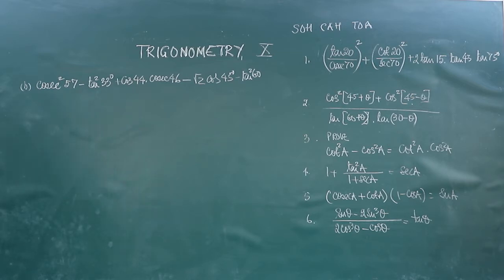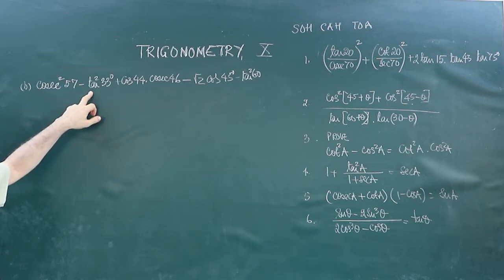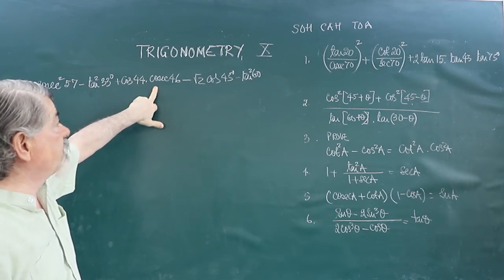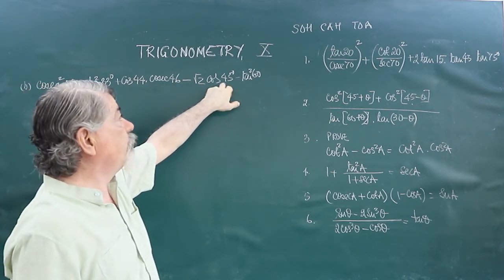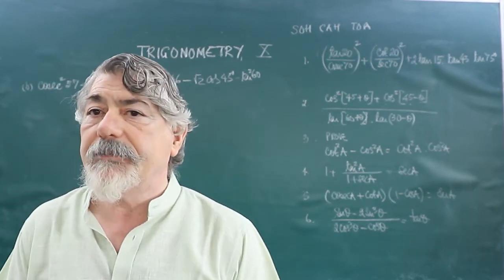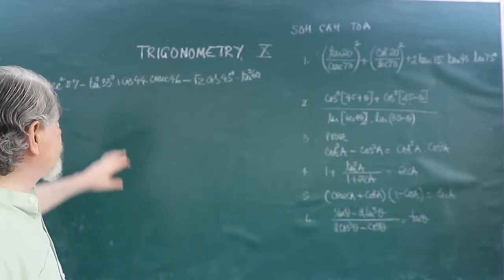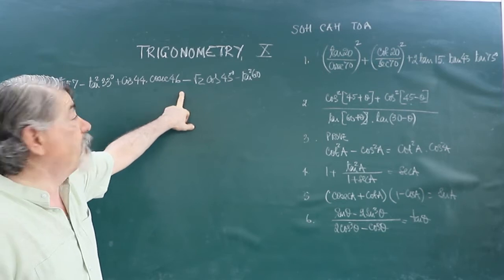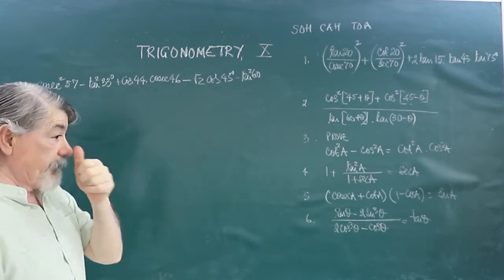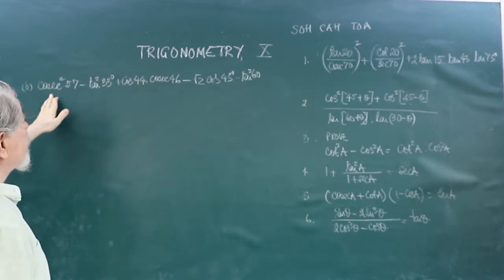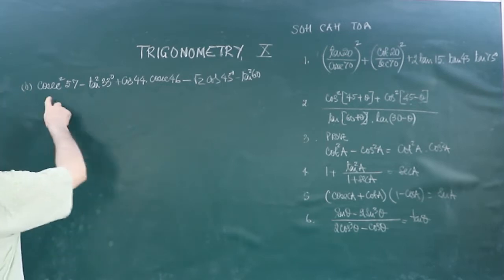Now let's see the B part of the question. cosec square 57 minus tan square 33 plus cos 44 into cosec 46 minus root 2 cos 45 tan 60. Cos 45 and tan 60 are standard values, and they can be taken otherwise also. But these values 44 and 46 will add up to be 90, so these are complementary, and 57 and 33 will add up to be 90. So they are complementary, so we can change them into each other.